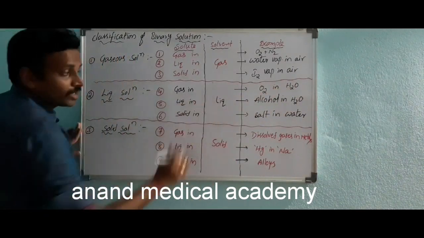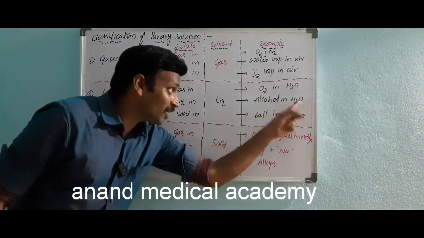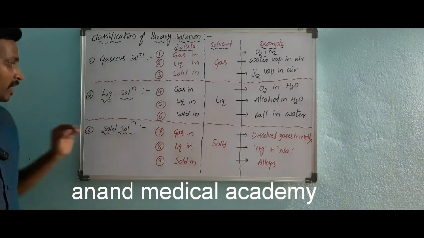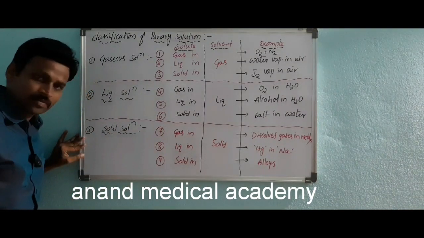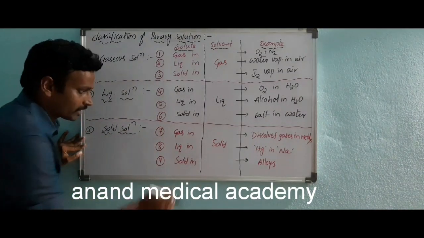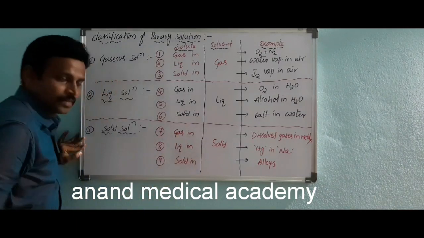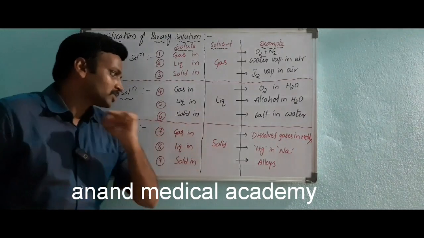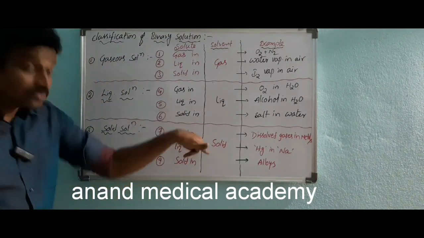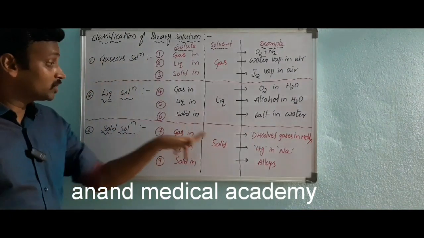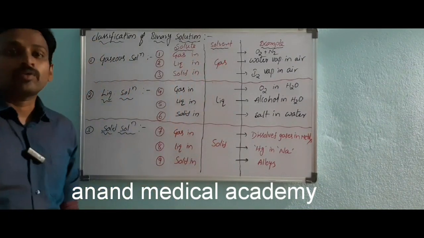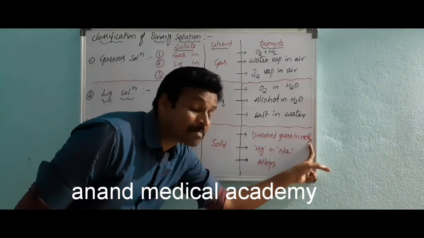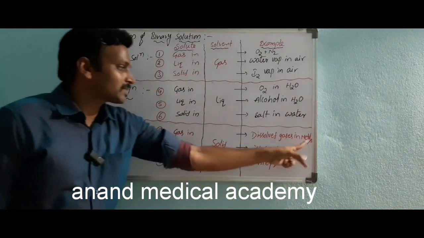Liquid in liquid, we all know, is alcohol in water. And solid in liquid is salt water. Solid solutions can also be classified like that: gas in solid, liquid in solid, solid in solid. Gas in solid means gas is the solute and solid is the solvent. For example, dissolved gases in metals.